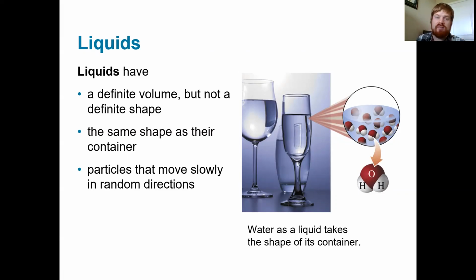So liquids always have a definite volume, but they always take the shape of their container. They don't have their own definite shape. And so that's why a liquid will pour like that. And the particles are all moving randomly in different directions. So that's what a liquid is, and that's why a liquid is the way it is.